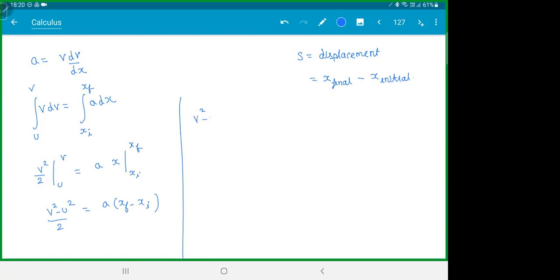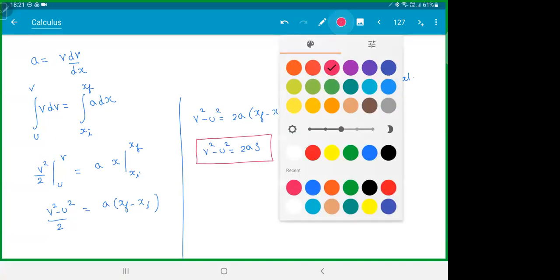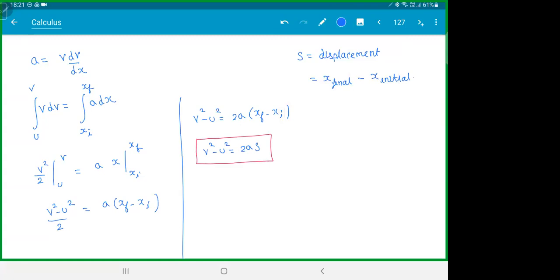So this is v square minus u square is 2 into a into (x final minus x initial), which is nothing but v square minus u square is 2as. This is your third equation. So this is how you got those 3 kinematics equations which you studied in school: v is u plus at, s is ut plus half at square, and v square minus u square is 2as. The only condition is a should be constant.